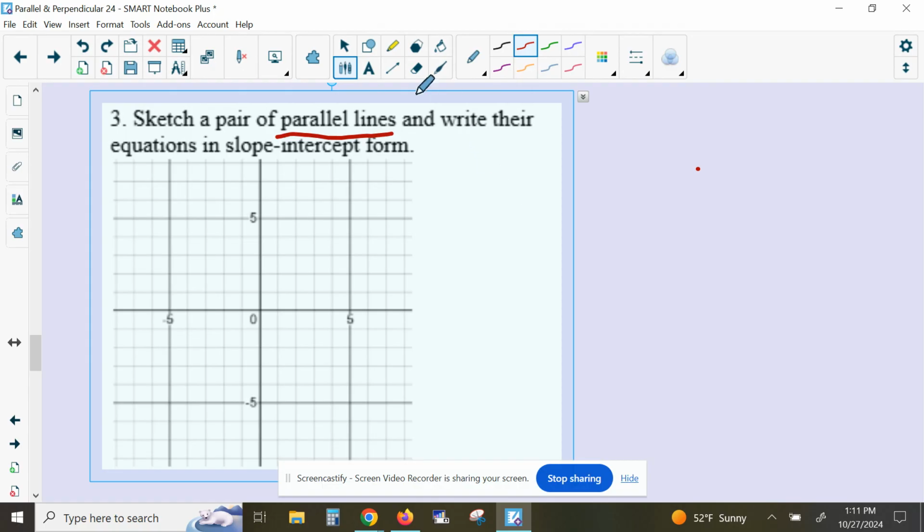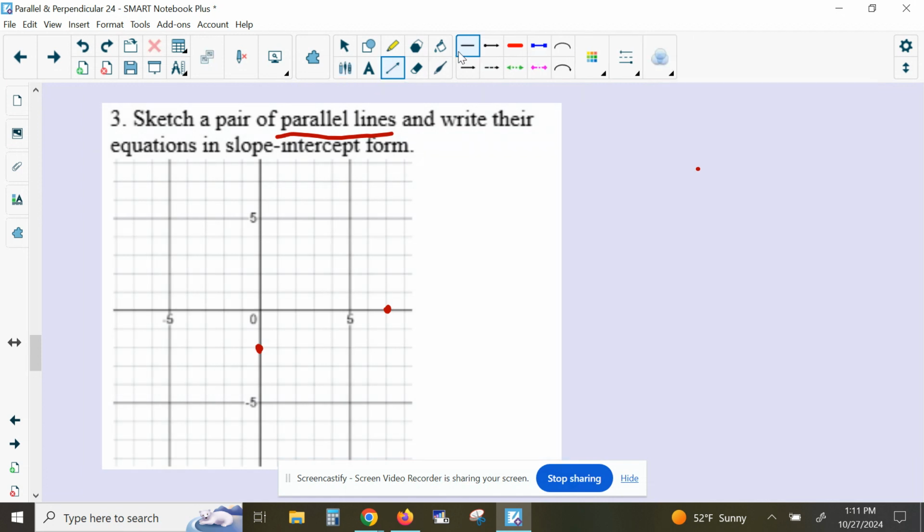So let's see. I do want them parallel, so my slopes have to be the same. So if I make my first line, it doesn't even matter how I make it. Maybe I want it to go through this point and, I don't know, this point. So I'm going to randomly pick those 2 points. And I'm going to use a ruler. Obviously, I'm going to cheat and just do a line that goes through these.